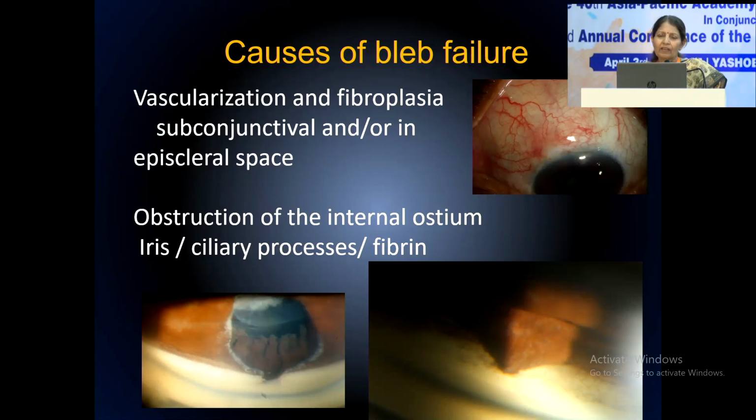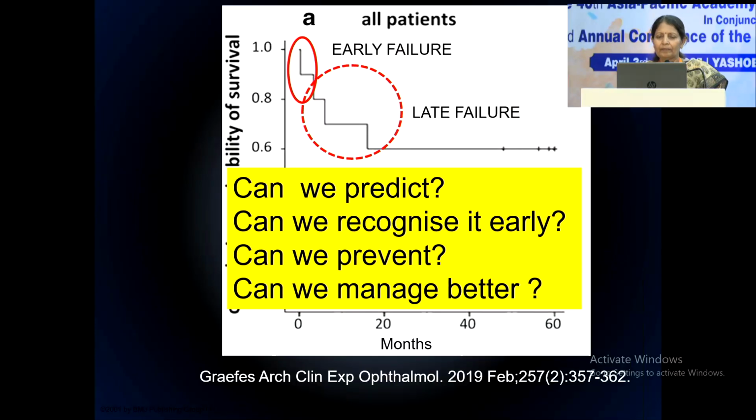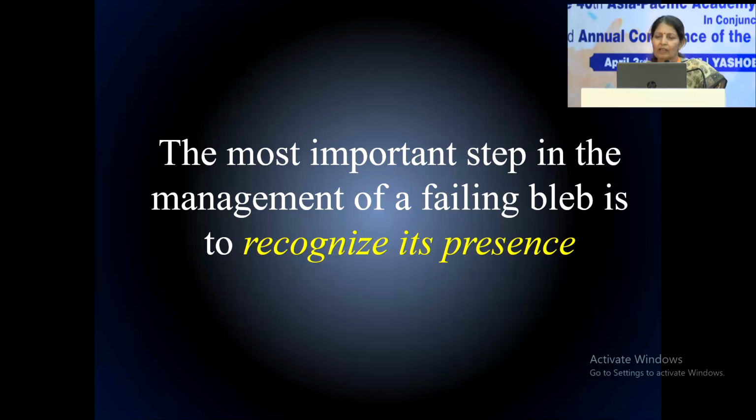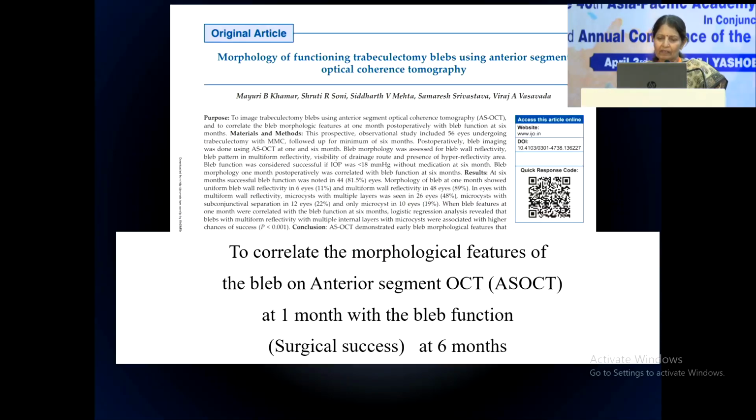The cause of bleb failure is usually vascularization and fibroplasia at the subconjunctival and suprascleral space. Rarely it could be obstruction of the internal ostium with the iris or ciliary processes. So coming back to the first graph that I have shown you, can we predict the early failure? Can we recognize it early so that we can prevent the failure and manage this bleb better in the early phase? The most important step in the management of a failing bleb is to recognize its presence.